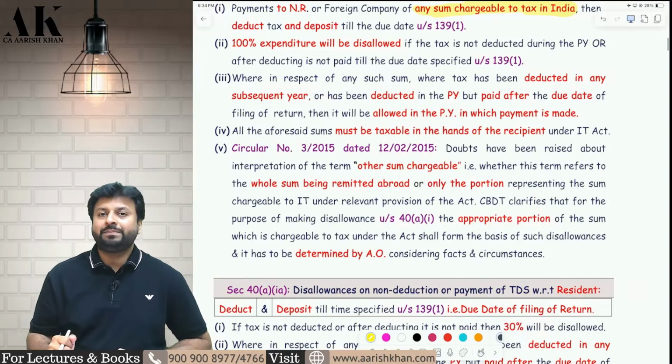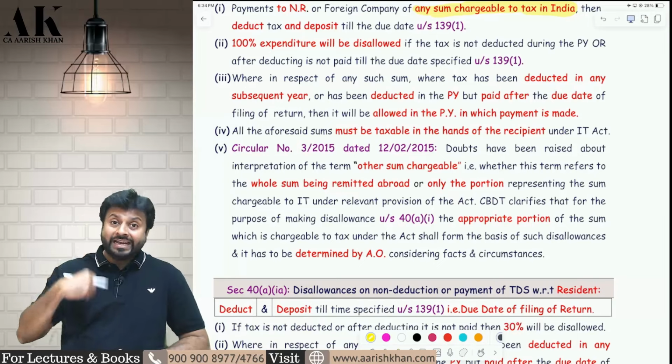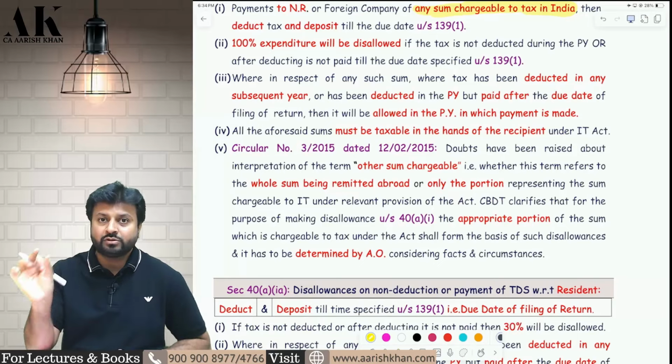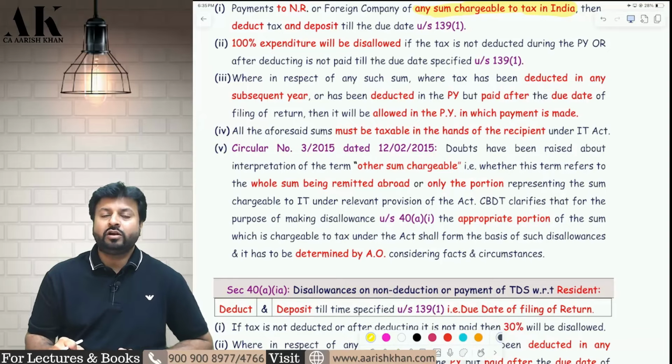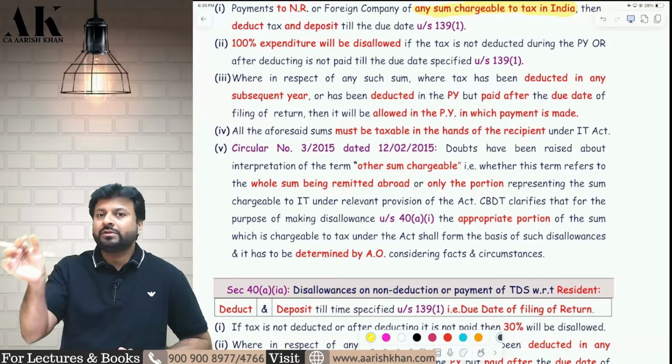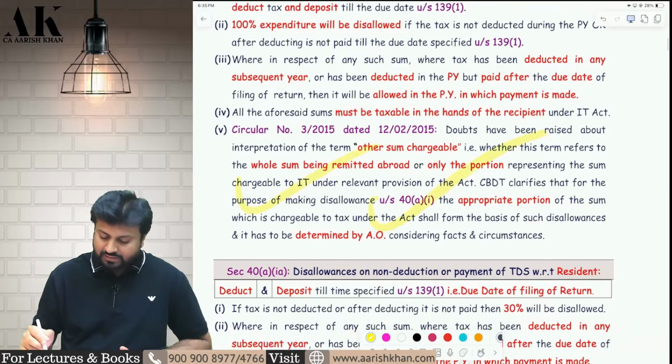What shall I do as a payer? You should make an application to the assessing officer. The assessing officer will determine the appropriate portion, will tell you the appropriate portion on which tax is supposed to be deducted, and then accordingly you deduct tax on that much amount. And if you do not deduct tax on that much amount, only that much amount will be disallowed under the income tax law and not the entire amount. That is what the CBDT has to say.